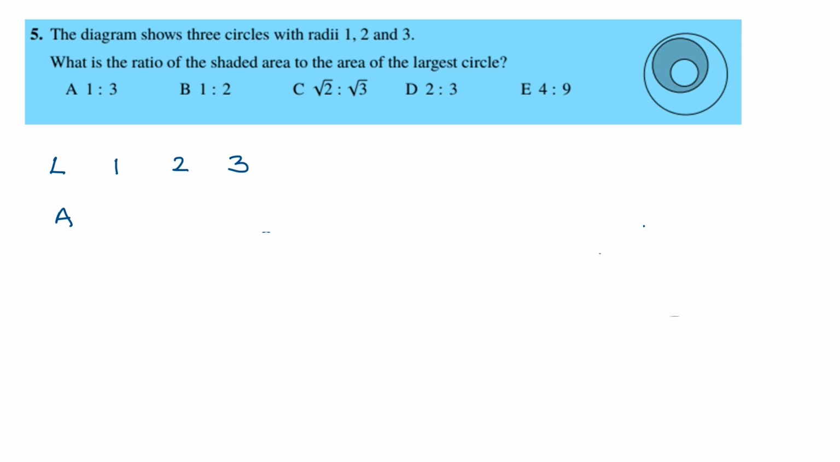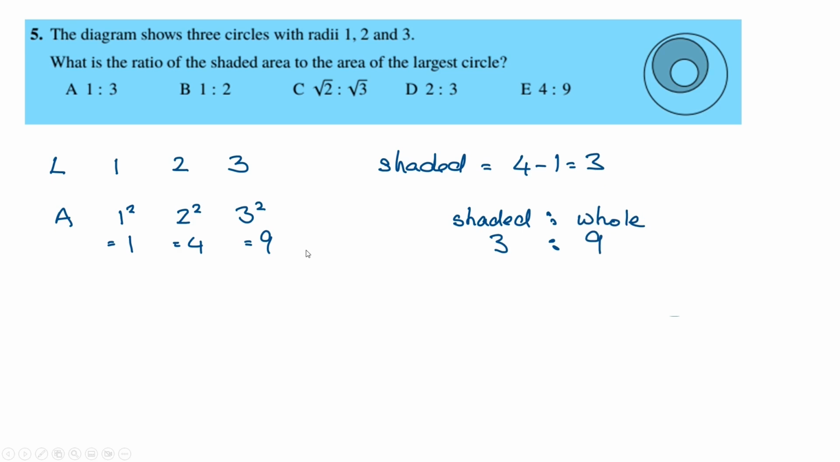But obviously, if you've never seen the squaring method before, have a think about why that works, or let me know in the comments and I'll try and explain it a bit better. But either way, if the length scale factor is 1 to 2 to 3, the area scale factor is the square of that, which is 1 to 4 to 9. Which means I know the shaded area is the medium minus the small, which is 4 minus 1, which is 3. I know the big area is 9. What does it want? It wants a ratio of the shaded area to the largest circle. So it's going to be 3 to 9, which is 1 to 3, which is answer A.